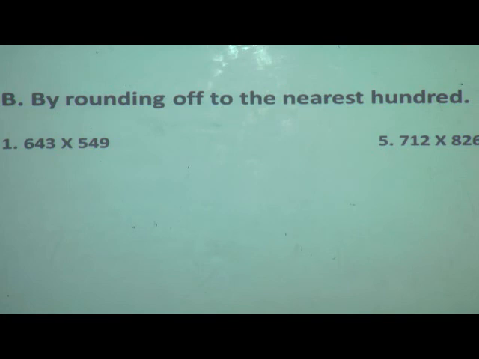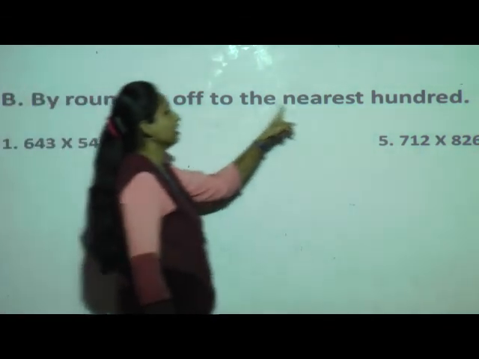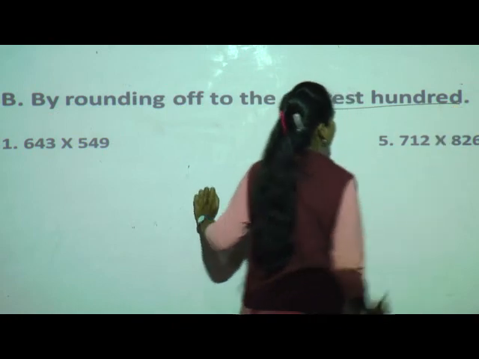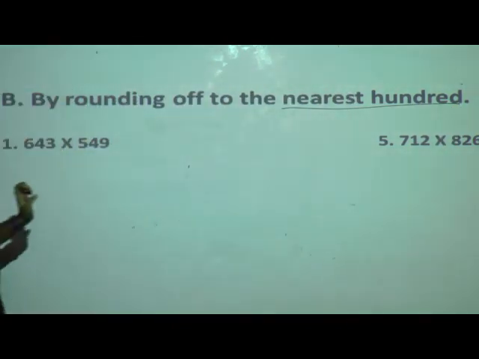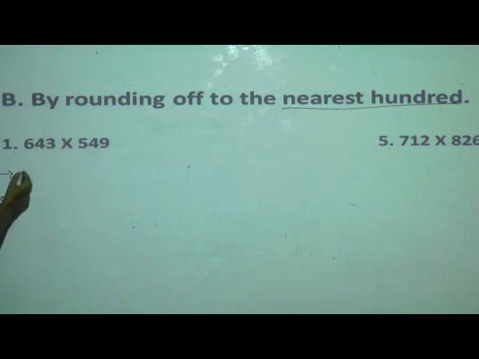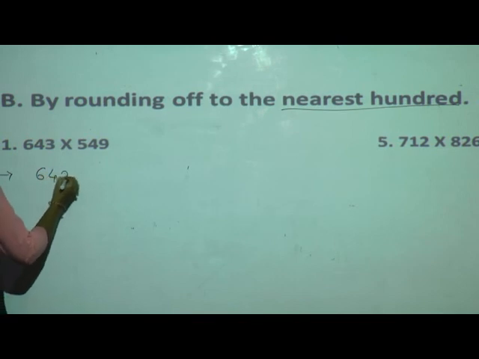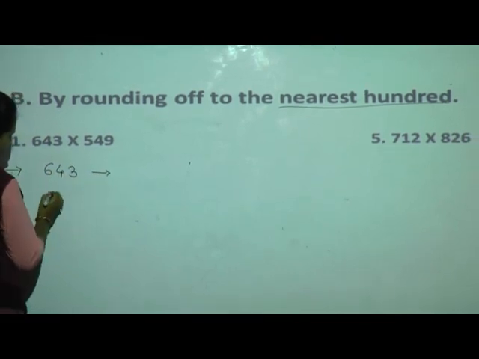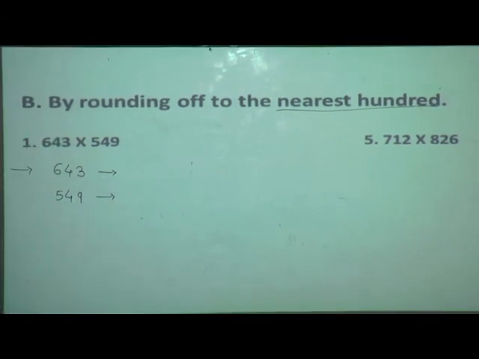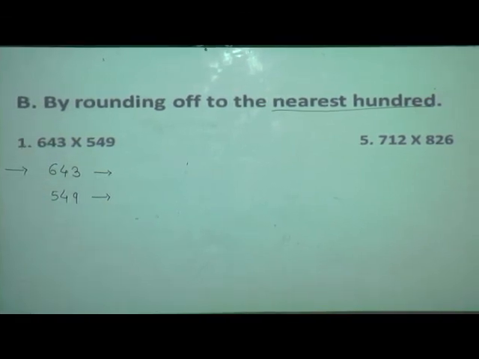See here. By rounding off to the nearest 100. Nearest 100. Keep in your mind, nearest 100. Very, very important. So first question. What is the first question? 643 multiplied by 549. Isn't it? So I'll write here 643 and 549. Okay.